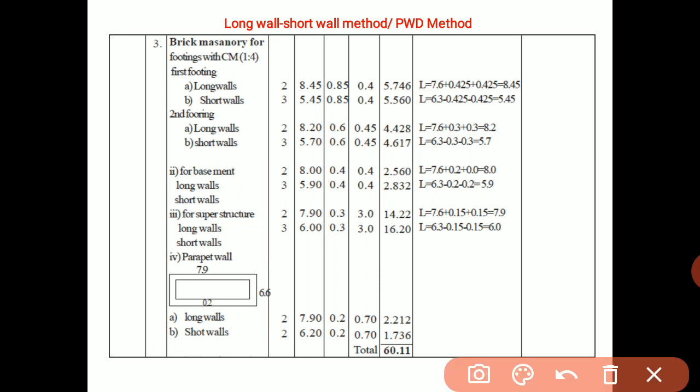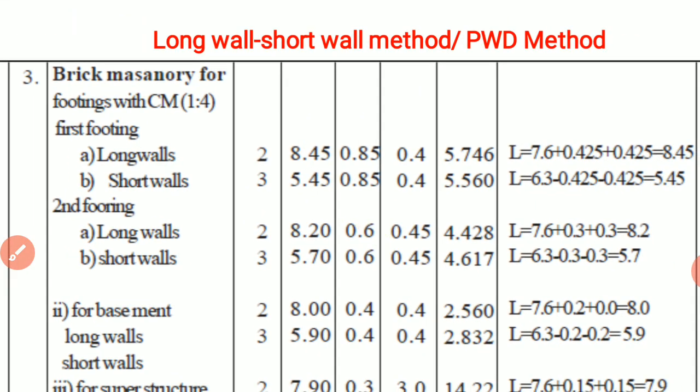So we'll start firstly, 1 minute, we'll start with the brickwork, brick masonry for footing with cement mortar 1:4. First footing, second footing, and basement. Okay, so there are three footings or three steps in our stepped foundation. So for the first footing, we are going to calculate brickwork.